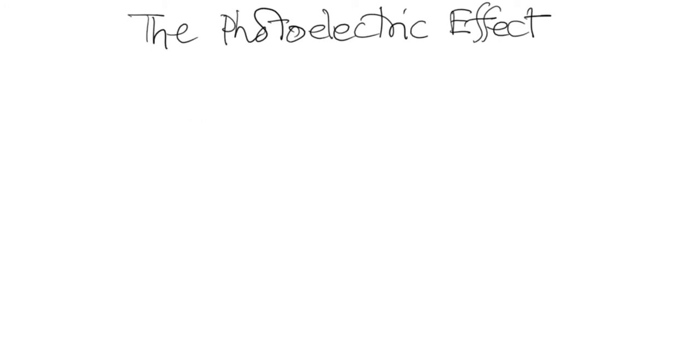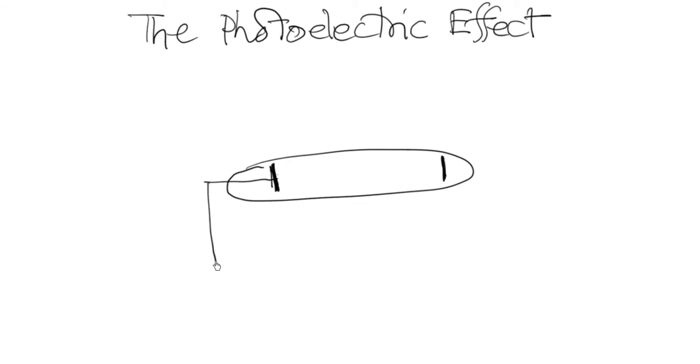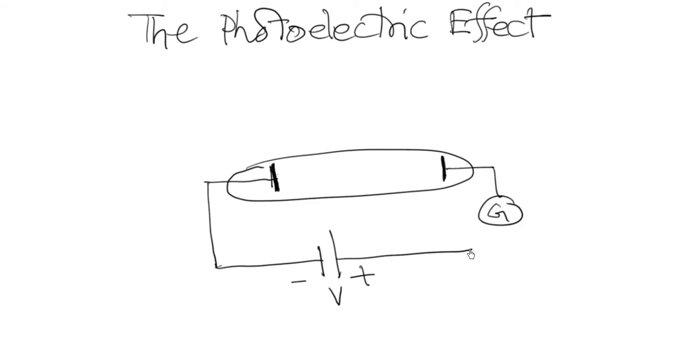Okay, let us consider an evacuated tube, and we have a metal surface here, and these are two electrodes, and they are connected to a battery here. This one is C, the cathode, and this one is A, the anode.